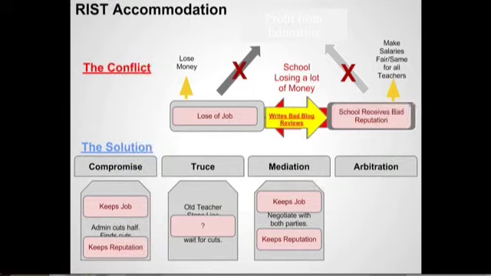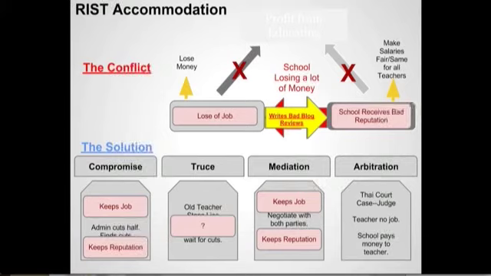Now, if mediation didn't work, it would have to go to arbitration, possibly. And the court or judge decides that, okay, the teachers, they don't get their job back, but the school does have to pay some money to the teachers. Now, as a result, the teachers lose their job, but they gain a little bit in pay. And again, the school loses its reputation in the public sphere. So this is how the five forms of interaction can be shown and also can be expected in a teacher's life here at RIST.